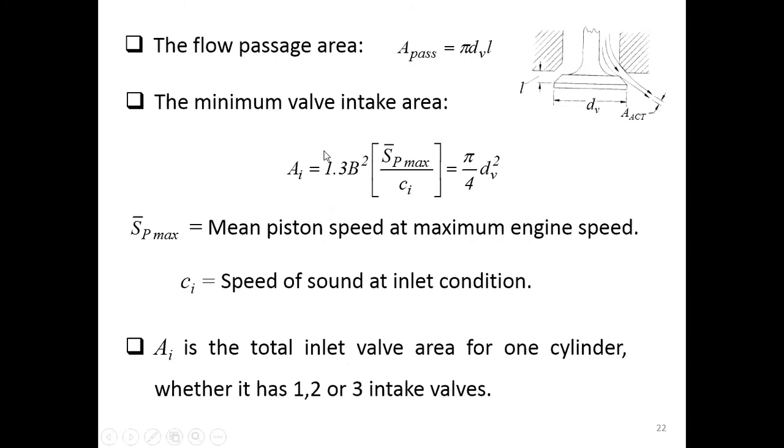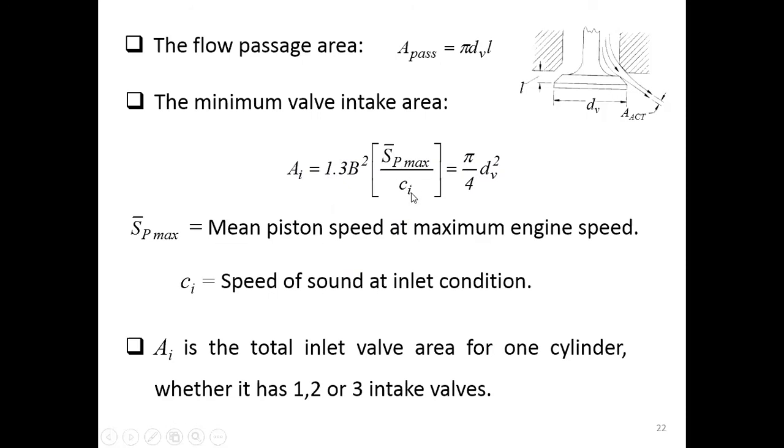Okay. The minimum valve intake area here, which is an actual one, depends on what? It depends on the mean piston speed, or on the diameter of the valve. This is the minimum valve intake area, AI, equal to pi over 4 dV to the power 2, or equal to 1.3 times the bore of the cylinder times the maximum mean piston speed divided by what? C sub I, the speed of sound at the inlet conditions.